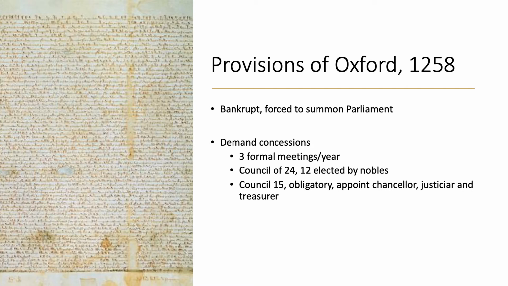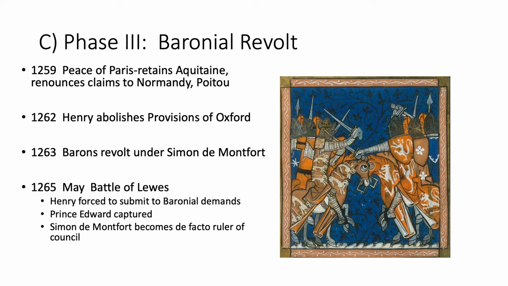And so we see Henry reluctantly agree to the provisions of Oxford, mostly because he's backed against the wall and does not have any other options. And this then quickly all falls apart. In 1259, he agrees to the Peace of Paris with the King of France, so he's able to maintain control of the Aquitaine, but he renounces his claims to Normandy and Poitou and some of the regions in the north. Feeling emboldened by having settled affairs in France, he abolishes the provisions of Oxford.